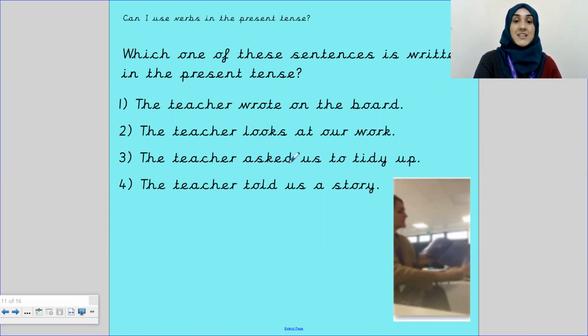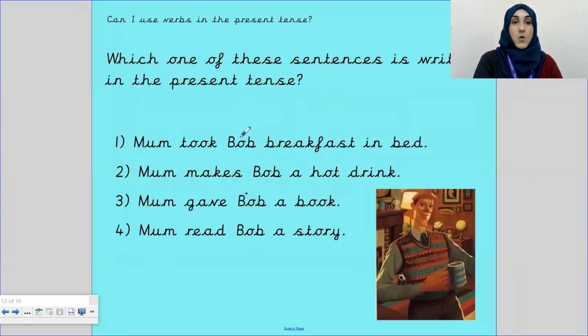Sentence number 3. The teacher asked us to tidy up. And sentence number 4. The teacher told us a story. Show me your fingers. Which one is written in the present tense? Fantastic. It is number 2. The teacher looks at our work. And there's that special hint there. We've got a s on the end. Well done. Okay. Which one of these sentences is written in the present tense?